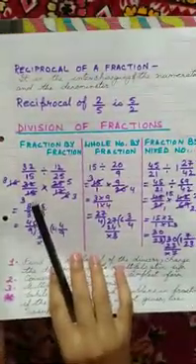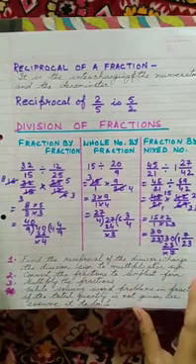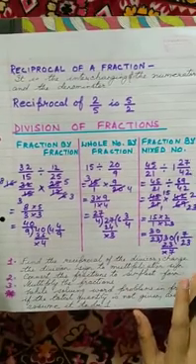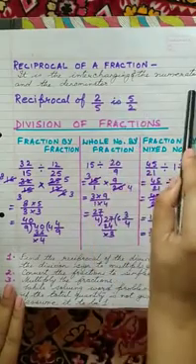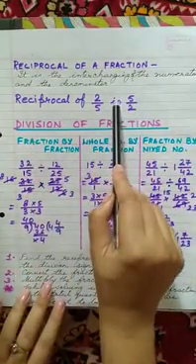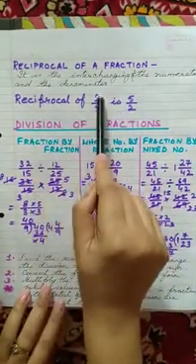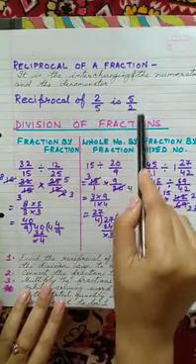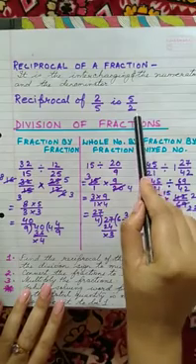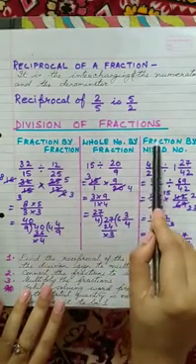Next, reciprocal of a fraction. Now what do you mean by reciprocal? It is the interchanging of the numerator and the denominator. Now reciprocal of 2 by 5 is 5 by 2. We interchanged the numerator and the denominator. We need this for division of fractions.